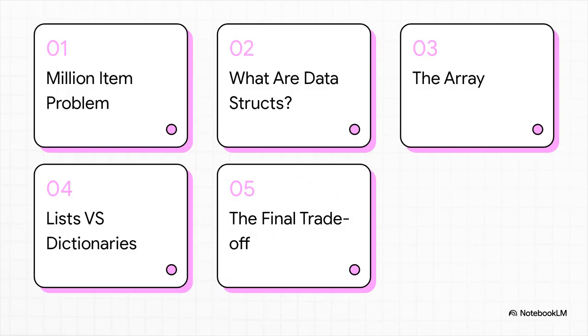Here's the roadmap for today's explainer. We're going to kick things off with the million-item problem, define what data structures actually are, take a look at the array, pit lists against dictionaries, and wrap up with the ultimate speed and memory trade-off. All right, let's get into it.